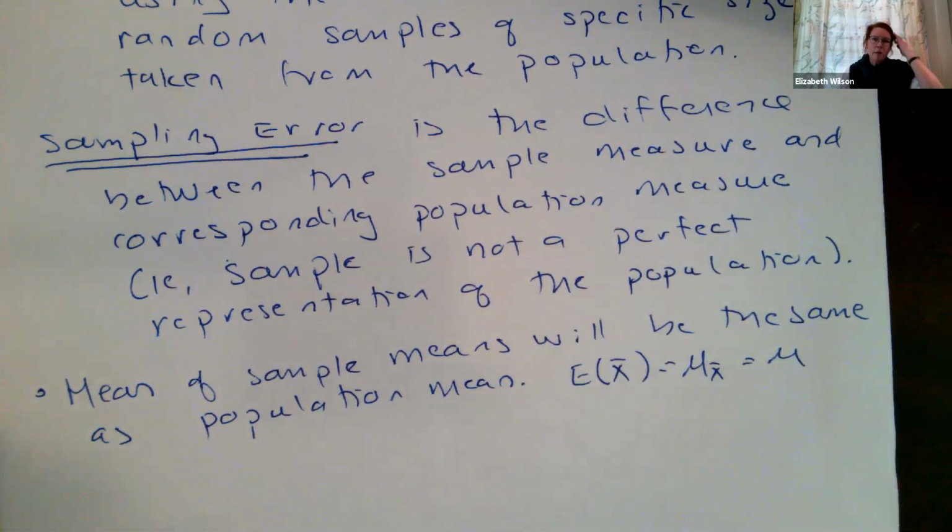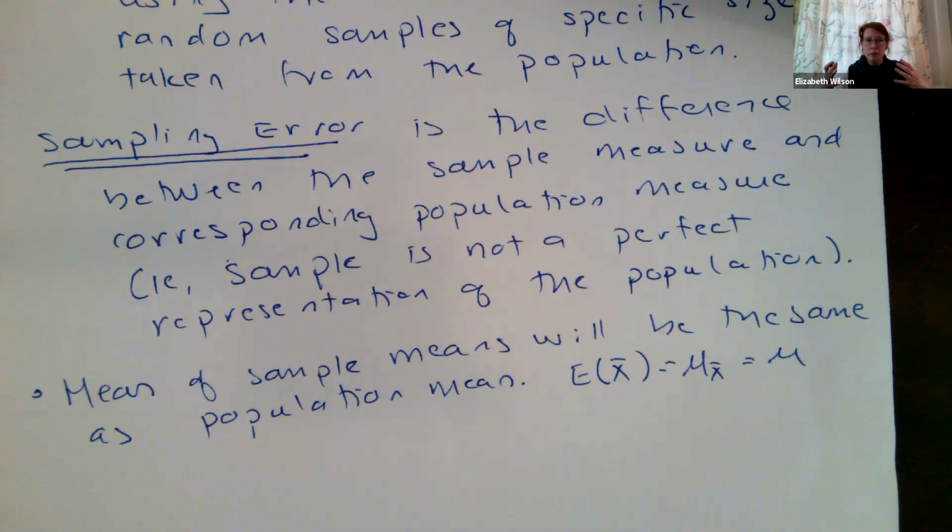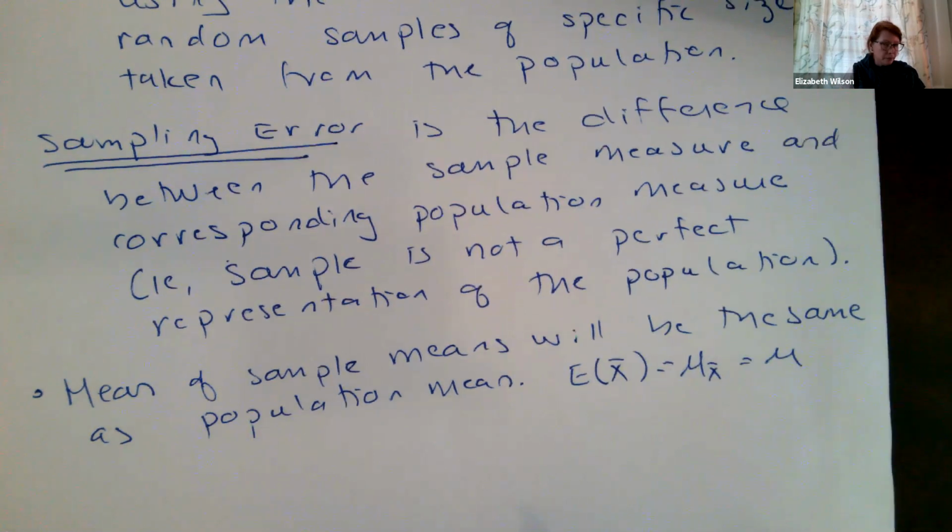Okay, so we're making some assumptions, right? I'm going to take the sample, I'm going to figure out what its mean is. I'm going to make the assumption that it's going to be the same mean within some, we're going to talk later, within some confidence, within some sampling error.